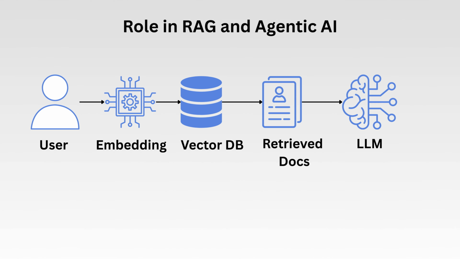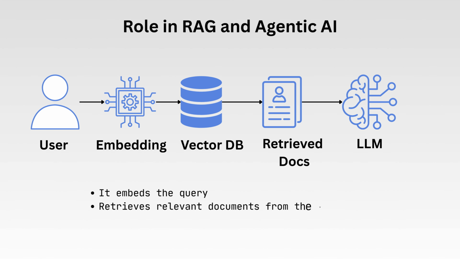In retrieval-augmented generation systems, vector databases are the retrieval backbone. When the agent needs knowledge, it embeds the query, retrieves relevant documents from the vector store, injects them into the prompt. This enables context-aware reasoning. In agentic systems, vector databases often power long-term memory. Embeddings give us meaning. Vector databases give us scalable access to that meaning.